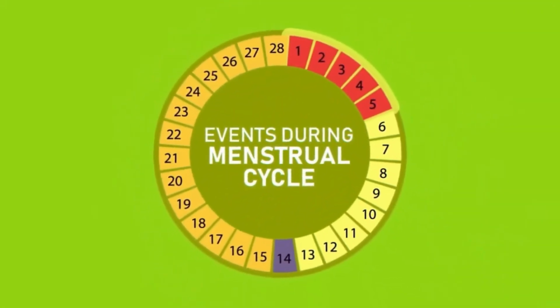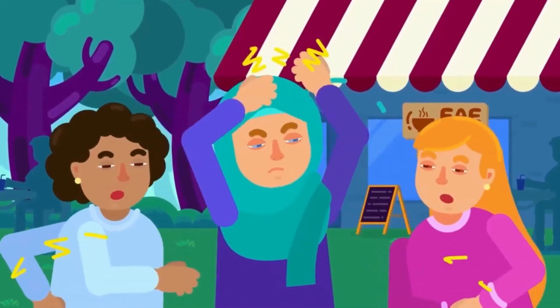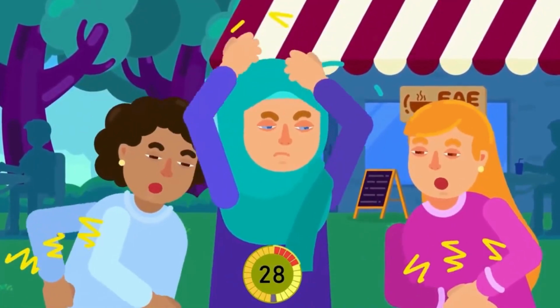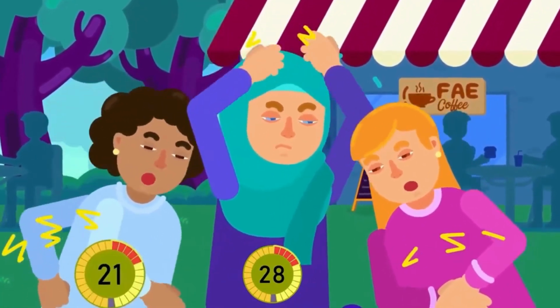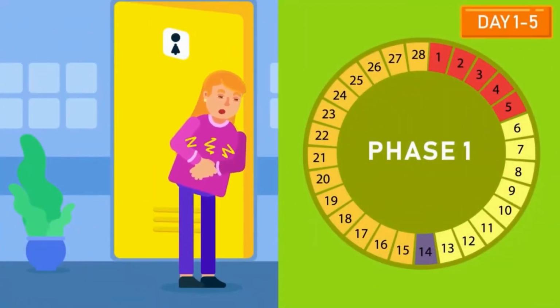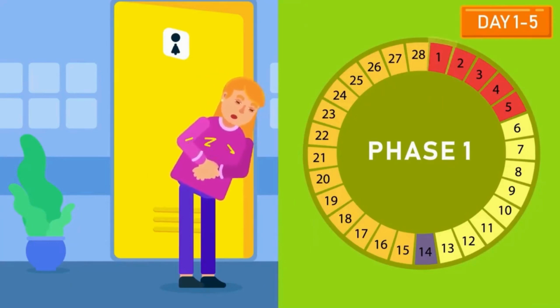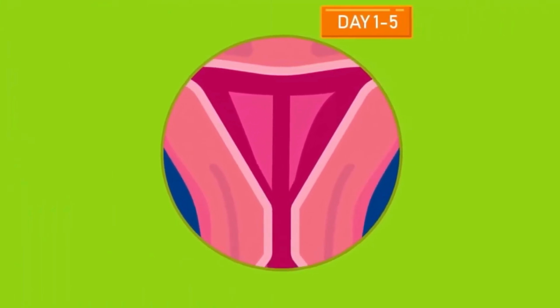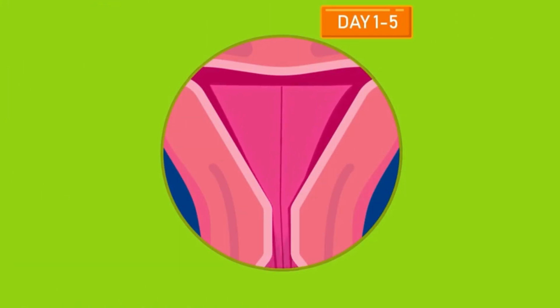Events during menstrual cycle. The menstrual cycle normally spans over 28 days. There is a natural variation in the length of this cycle, and it can range from 21 to 33 days. Day 1 to 5, Phase 1. The first day of menstruation is day 1 of the menstrual cycle. The endometrium breaks down and flows out of the body. Mostly, the first 5 days are characterized by heavy bleeding.